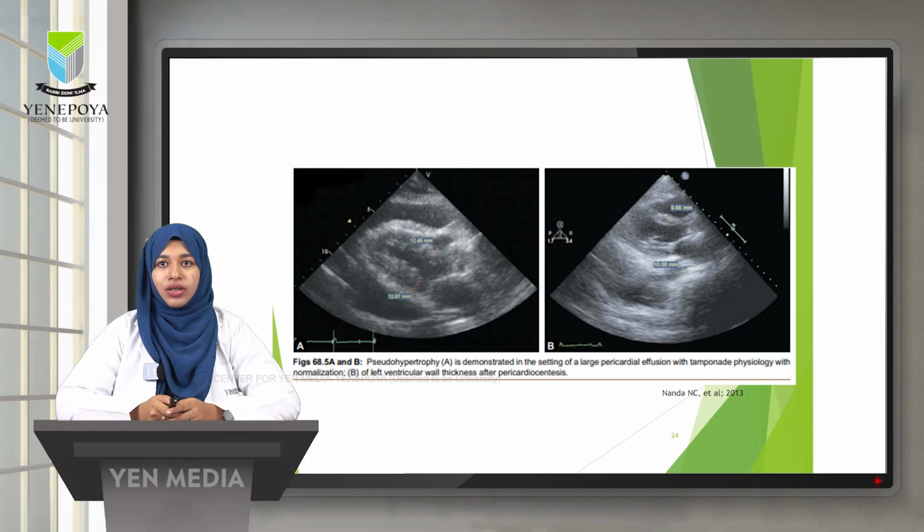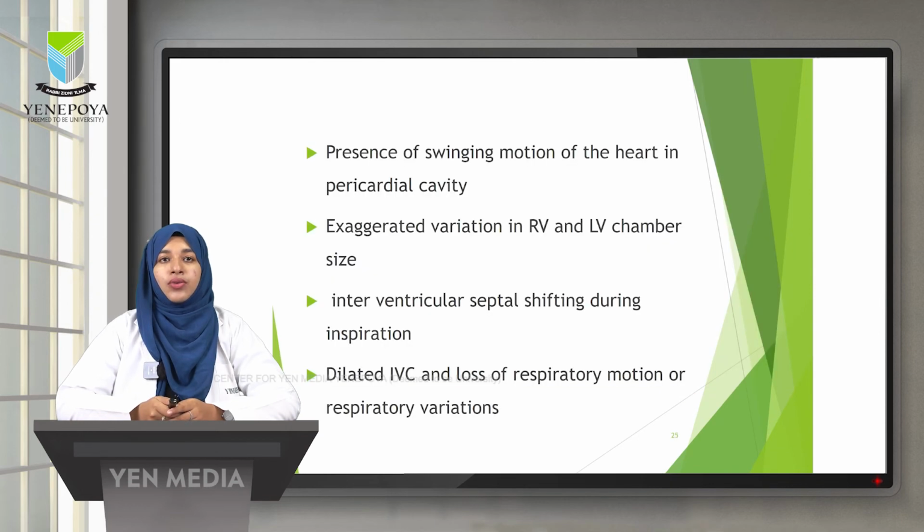In this picture, on the left side you can see there is a tamponade as well as LVH, and in the right side picture you can see after the pericardiocentesis your LVH is present. Next echo findings: there will be a swinging motion of the heart in the pericardial cavity due to the accumulation of blood or fluid. And the next one is you can see there will be variation in RV and LV chamber size. Your IVC will be dilated with loss of respiratory variations as well.